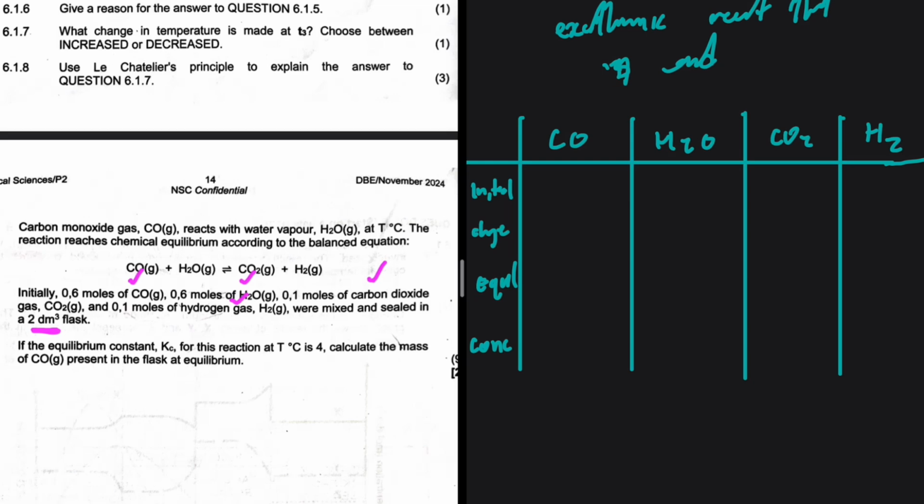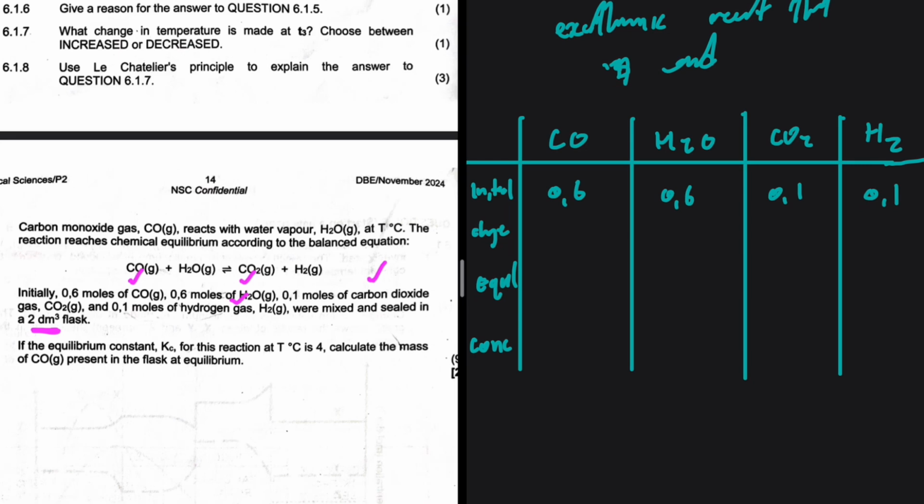So the number of moles of carbon monoxide that I start with is 0.6. H2O, 0.6. Carbon dioxide, 0.1. H2, 0.1. Our Kc is greater than 1. It is 4 actually, way greater than 1. So the forward reaction needs to have been favored in order for the Kc to be close to 4. That is the first thing that we have to see, right?